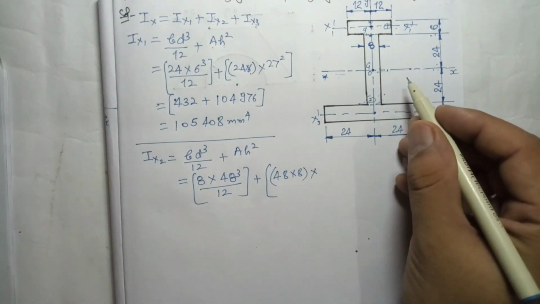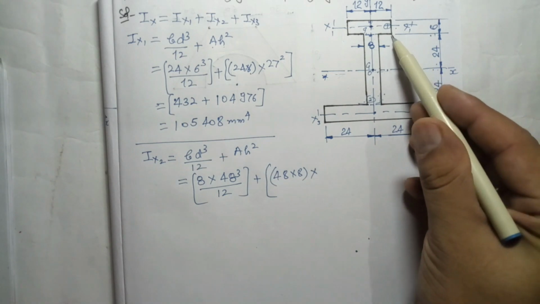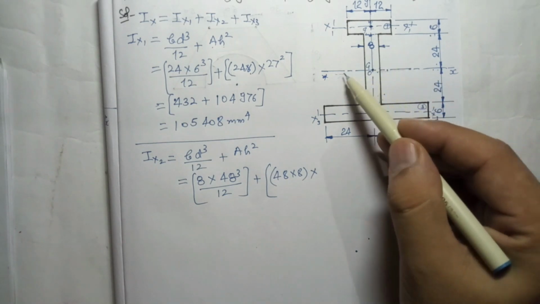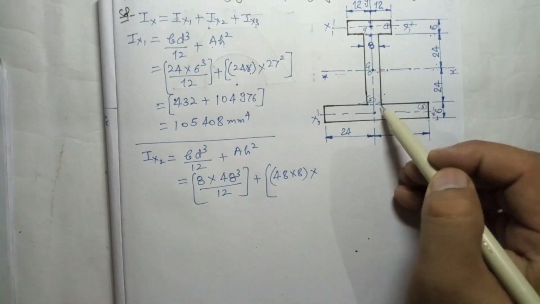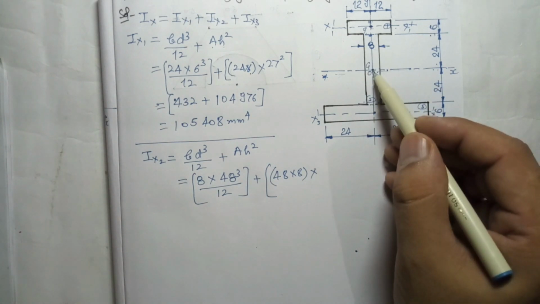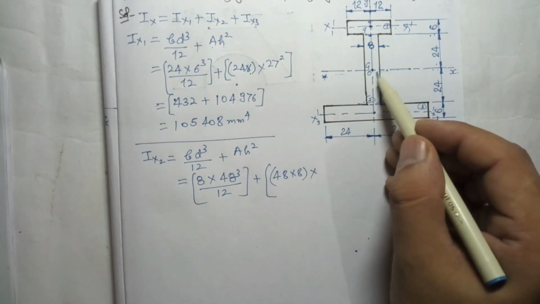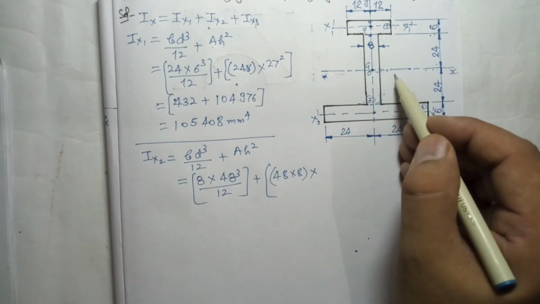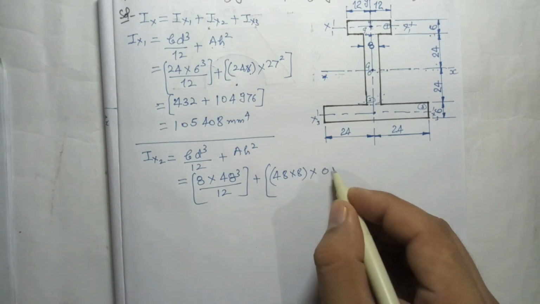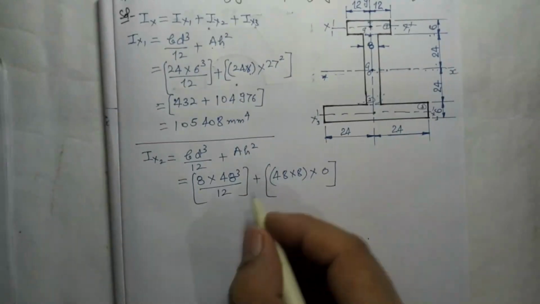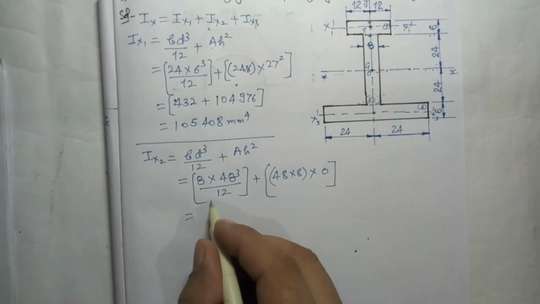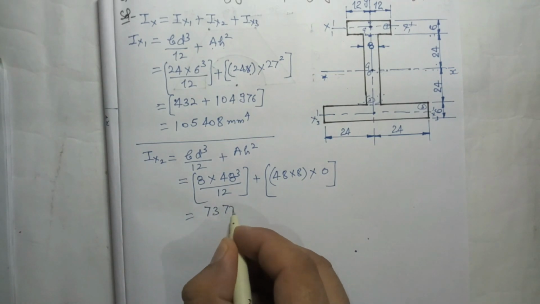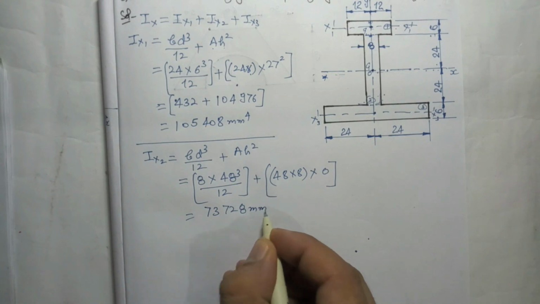Now what is the value of h here? Geometrically, 24 plus 24 means this axis is passing through the mid of this rectangle, right? So this centroid axis is the same as the given axis, so there is no gap between the two axes, and h is 0. When we calculate it, we get the value equal to 73728 mm to the power 4.